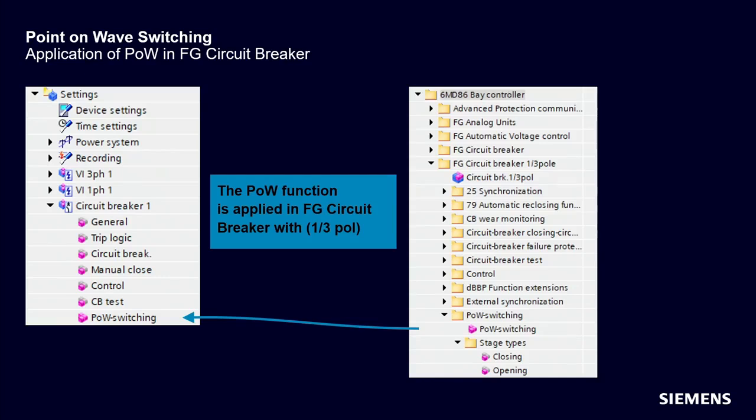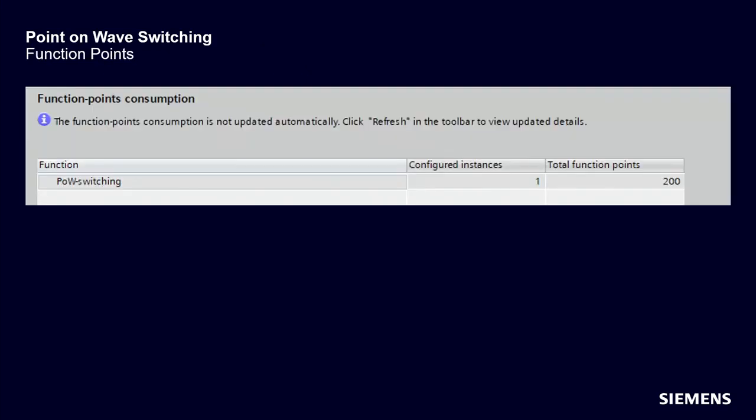As I have explained in the first part of our webinar, the point-on-wave function belongs to the function group circuit breaker. As can be seen on the right side, the function point-on-wave switching can be found under function group circuit breaker, 1.3-pole folder, point-on-wave switching. Per drag and drop, you can insert the function in circuit breaker in the project tree as shown on the left-hand side. Before we go into the details, I want to mention that one point-on-wave function costs 200 function points.